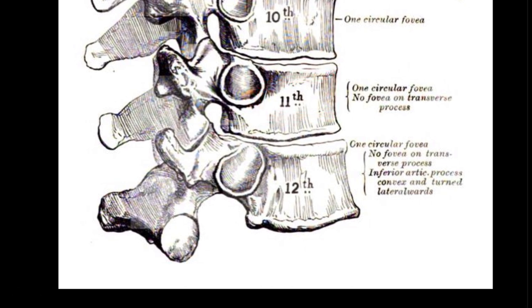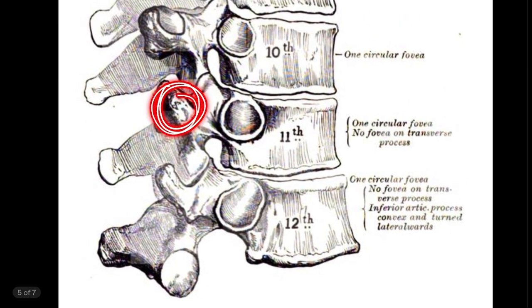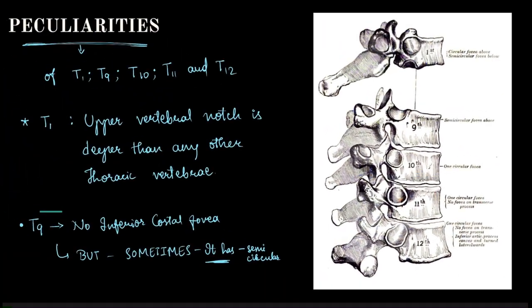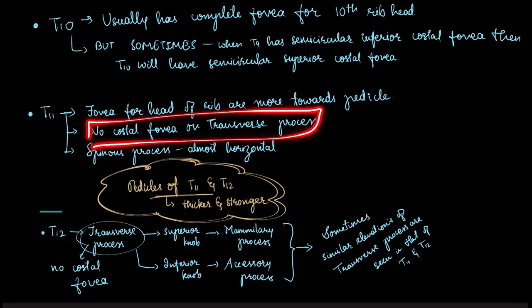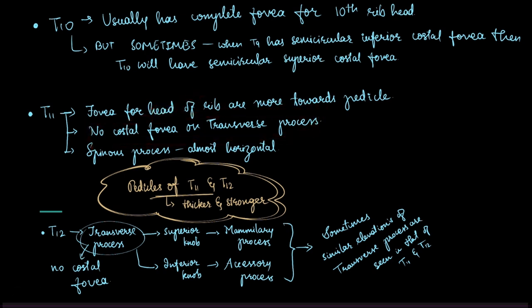Now, the rest two vertebrae. 11th vertebrae, what is the variation? You can see here the transverse process of 11th and 12th both. You can see there are no fovea. There are no costal fovea on transverse process of 11th and 12th vertebrae. Then only about 11th now. 11th thoracic vertebra is not having costal fovea on transverse process. Done. And you can see it has a complete superior costal fovea.